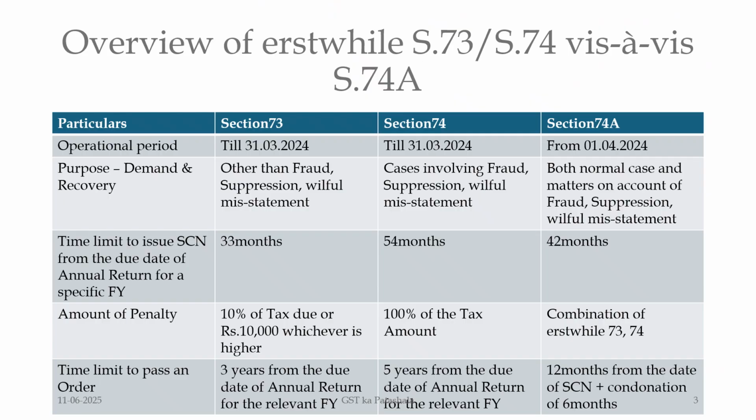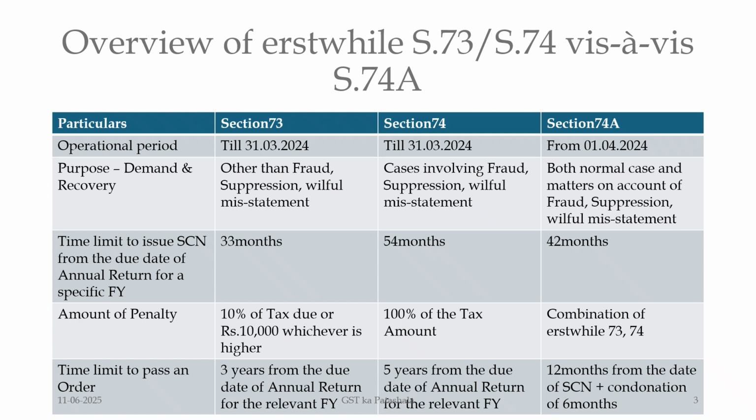So, the comparison of the existing provisions under Section 73-74 vis-a-vis the new provision 74A. To understand, first and foremost, the operational period: for the tax period ending on 31st March 2024, provisions of Section 73 and 74 are relevant. For any tax period which commences from 1st April 2024, the provisions of 74A are going to be in existence. So for any notice issued for a tax period from April 24, please keep in mind only 74A is relevant for us.